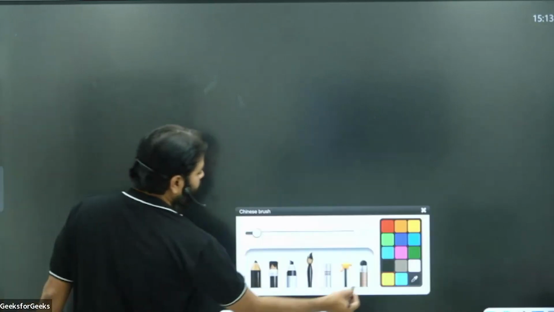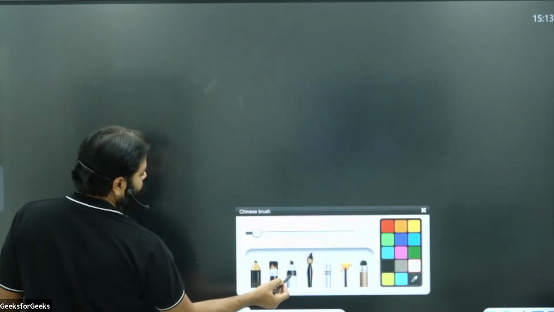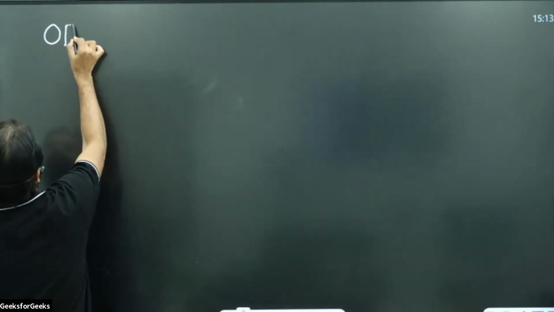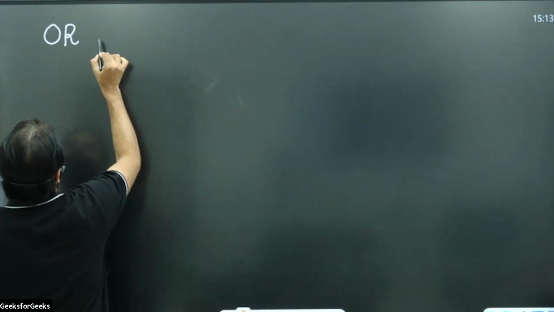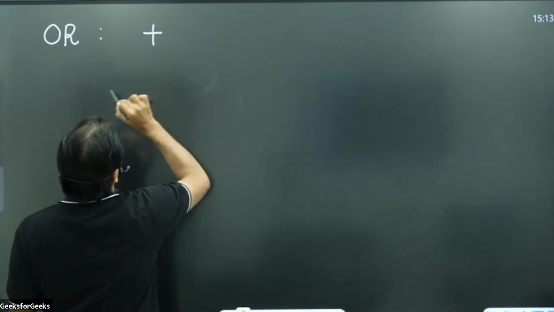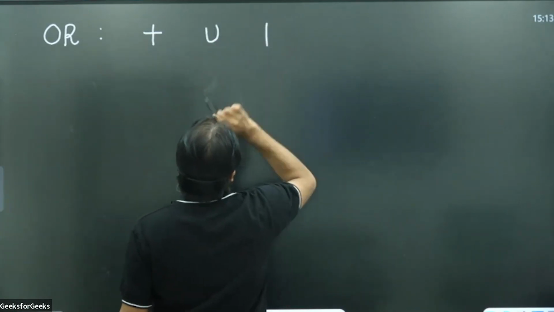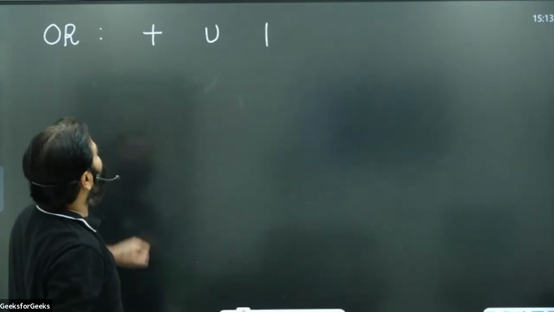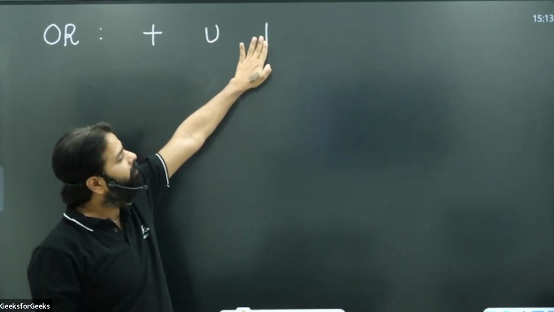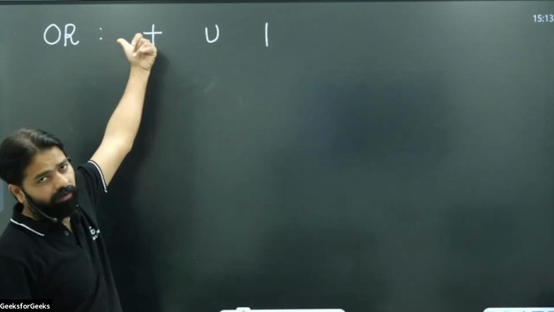What is the first operator? R. R you can represent like plus, you can represent union, you can represent bar. There are many ways to represent the symbol. So we use the plus, but sometimes some textbooks use union, sometimes use bar. So all these three are the same, used for the same purpose for R. Okay.